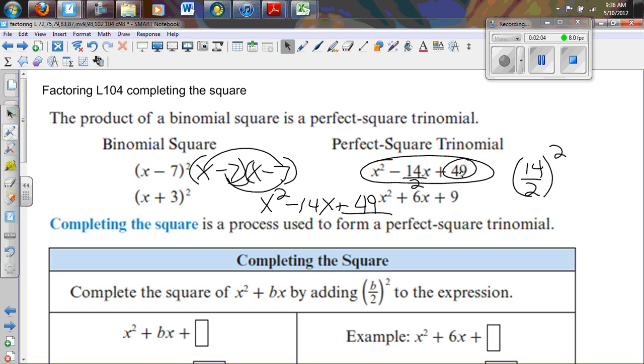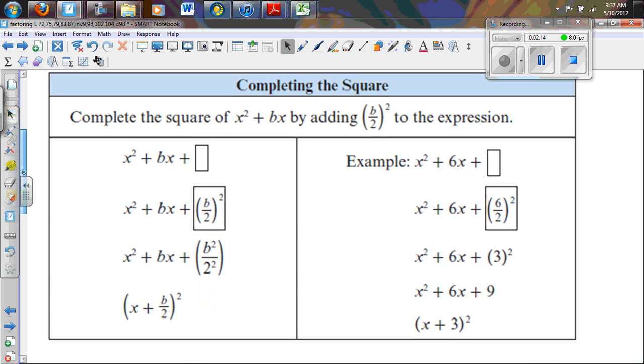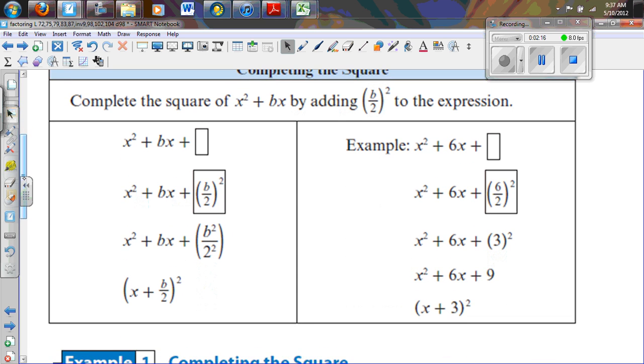You can see from this one as well, if we have the 6x here, if you take 6 and divide it by 2, that's 3, and you square it, you get the 9 there. So here's another example, and really the formula for this. Whatever the middle term is, you take it, divide it by 2, and square it. Whatever that middle term is, it's really b over 2, squared.